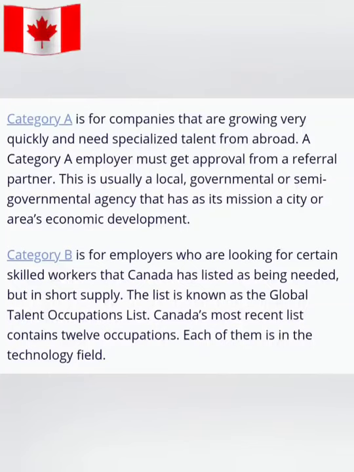So what comes under category A and what comes under category B? Category A is for companies that are growing very quickly and need specialized talent from abroad. A Category A employer must get approval from a referral partner, usually a local government or semi-governmental agency that has as its mission a city or area's economic development. And B is for employers who are looking for certain skilled workers that Canada has listed as being needed but in short supply. This list is known as the Global Talent Occupation List. So that was all about it.